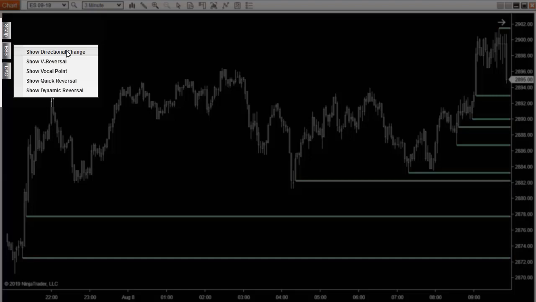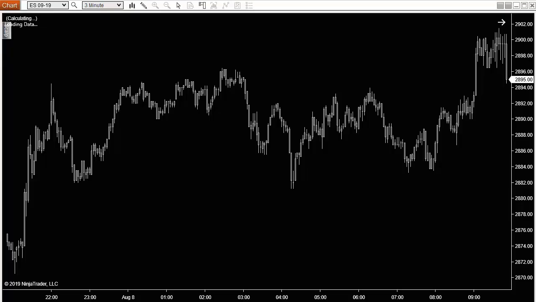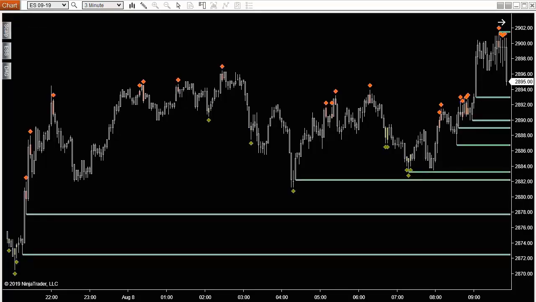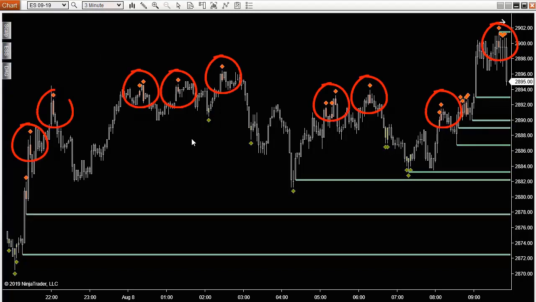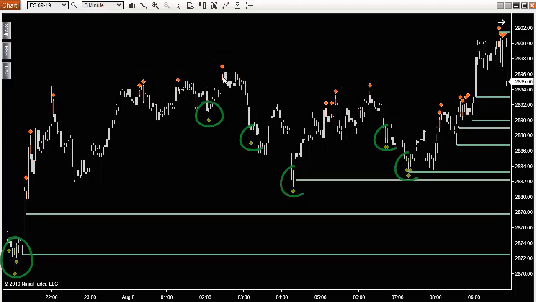Now, let me just turn on one pretty quick. I'm turning on the quick reversal entry signals, and you see they instantly plot on the chart. You can see we get a red signal and a red code bar for short opportunities, and a green plot with a green bar signal for every long opportunity.